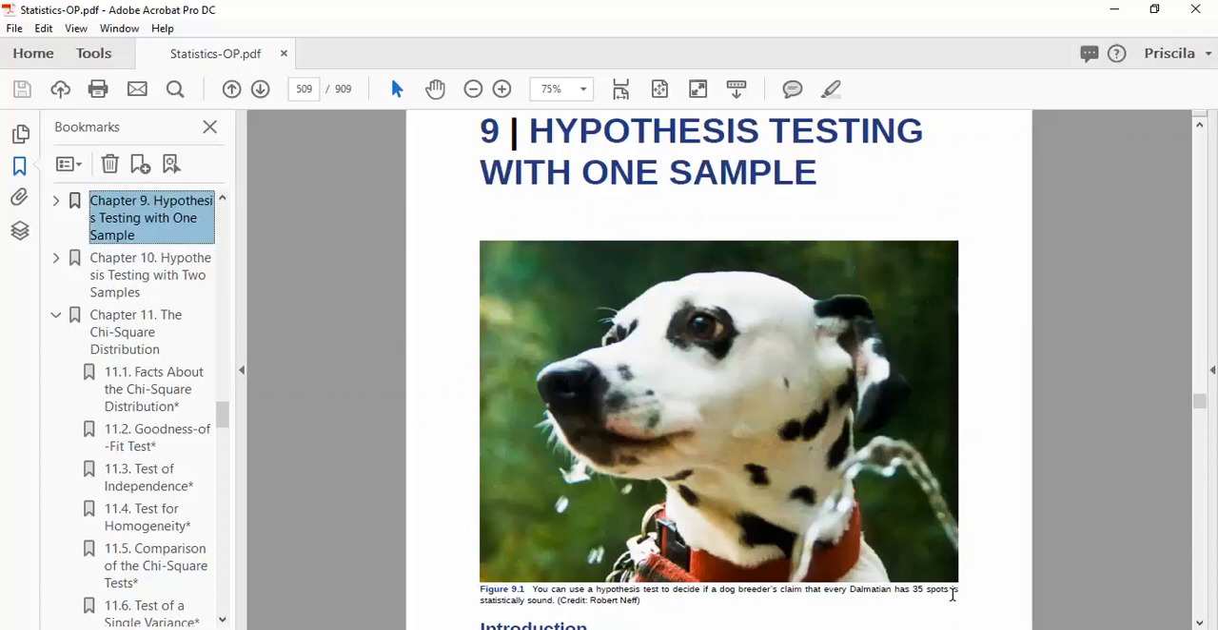spots. This is statistics sound. You could use hypothesis testing. So every time, just think of hypothesis testing as every time you have a claim that you want to prove either to be true or not true.